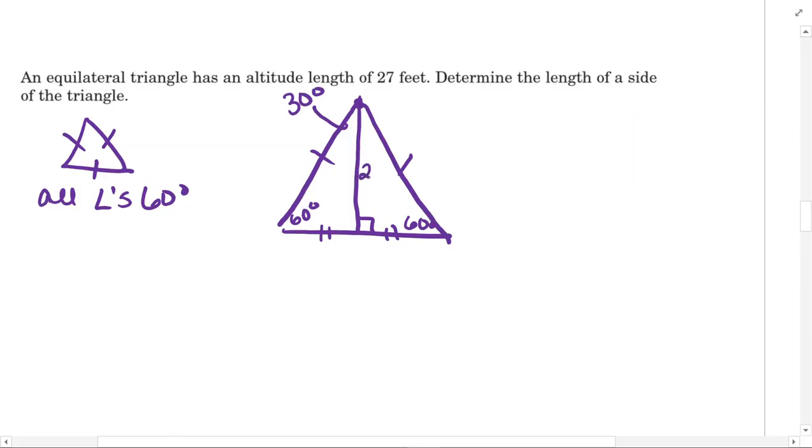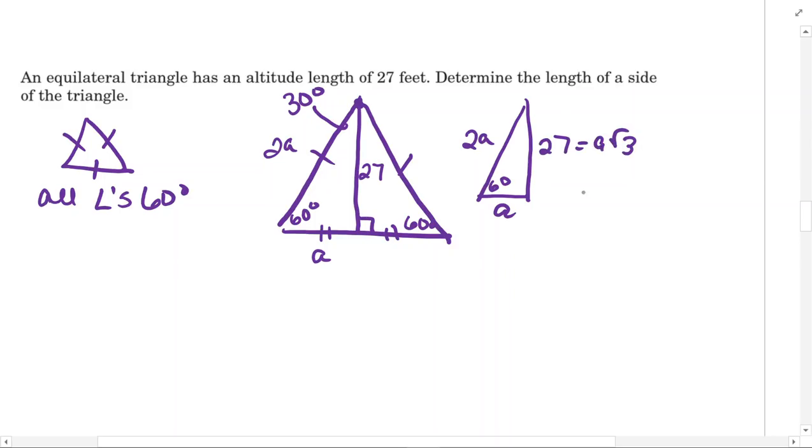We know that the altitude is 27. This would be A, this would be 2A, and 27 would be A rad 3. So we're looking at this triangle right here. That's 60. This would be A, this would be 2A, and 2A would be the length of a side. And this 27 would be the A rad 3. So A rad 3 equals 27.